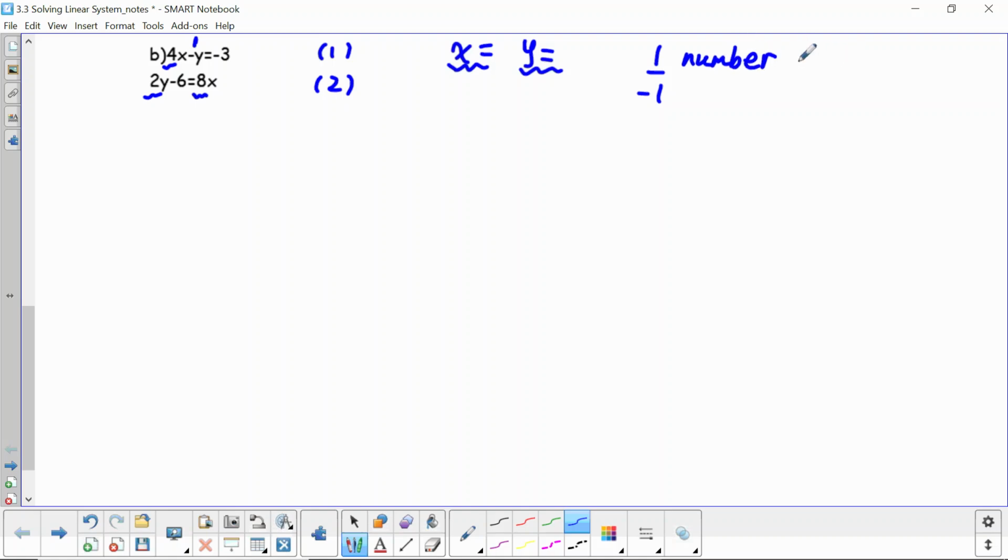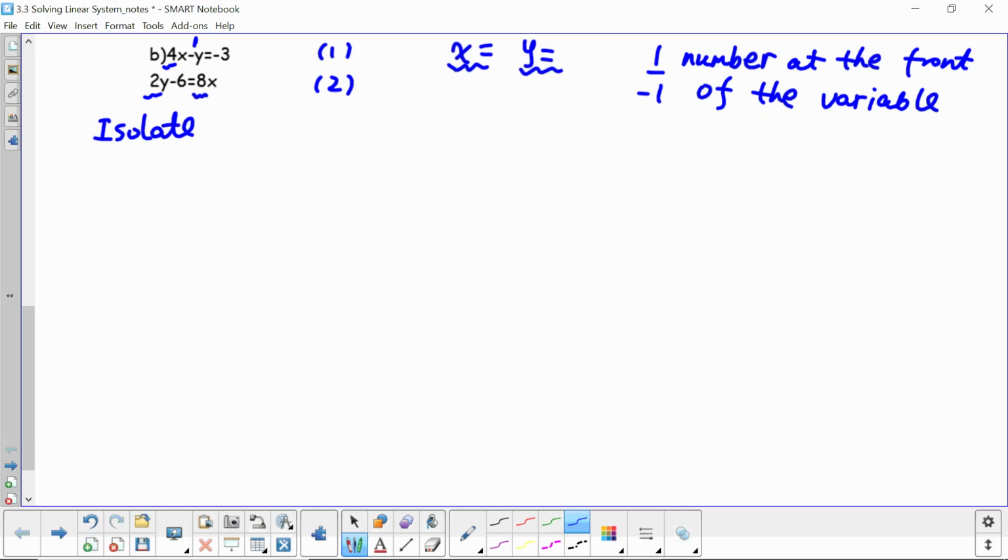That is the reason we want to find the number at the front of the variable that is 1 or -1, because if we divide by 1 or divide by -1 to the other side, you won't have fractions. So we are going to isolate y in equation 1.